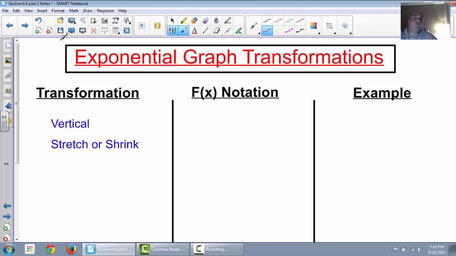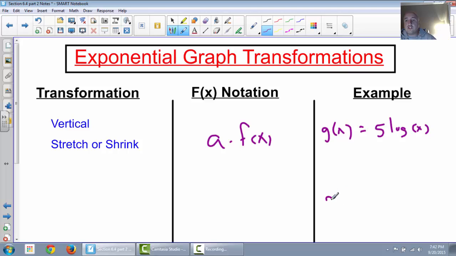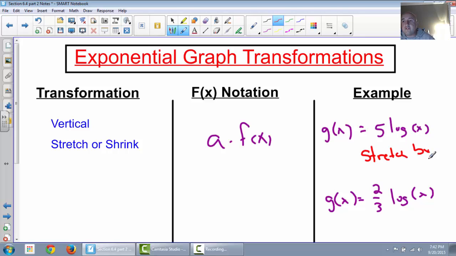Okay, last one, we have vertical shrink or stretch. Okay, this one is when you take an a value and multiply the whole function by some a value. Okay, so our examples would be g of x equals 5 log of x, or g of x equals, let's see here, 2/3 log of x. Okay, so what do these represent? These are just whatever the number is. The first one would be, if it's a whole number bigger than 1, it is a stretch by 5. And the second one would be a shrink by 2/3.